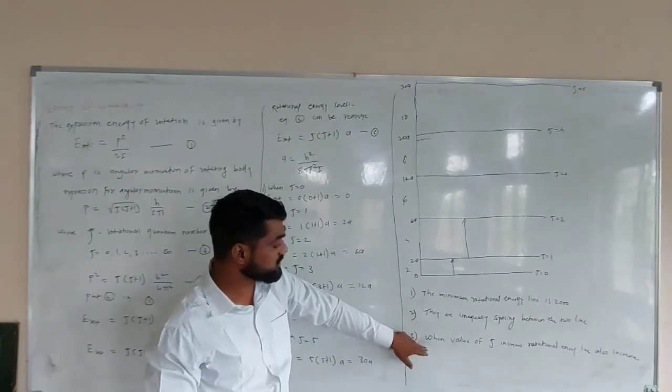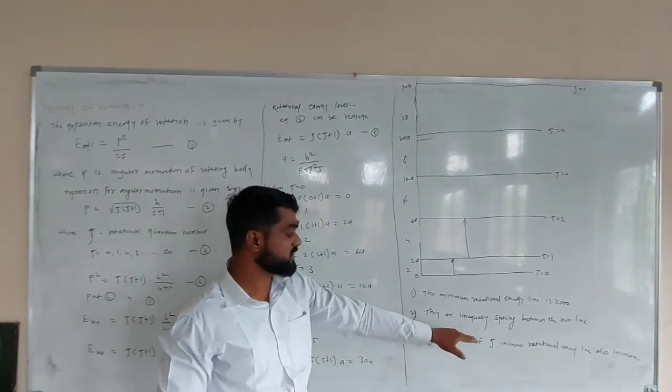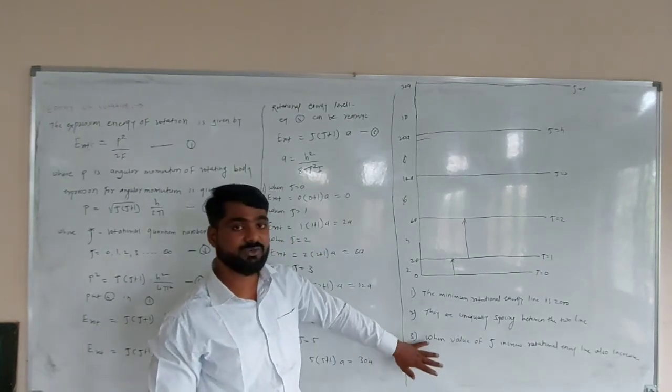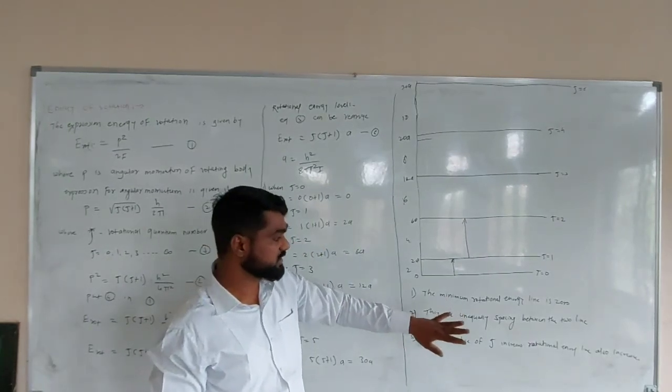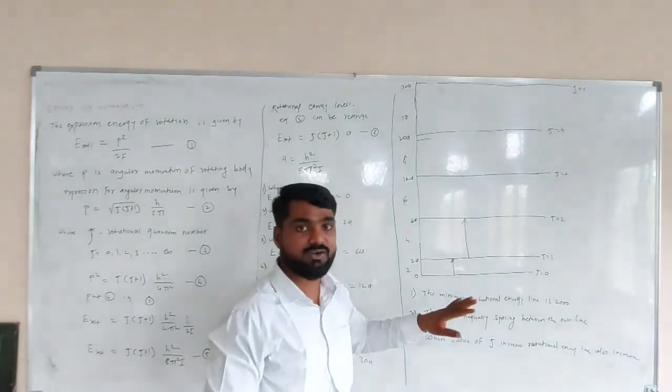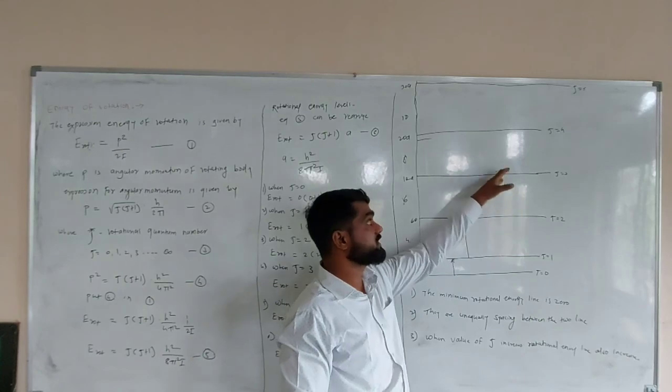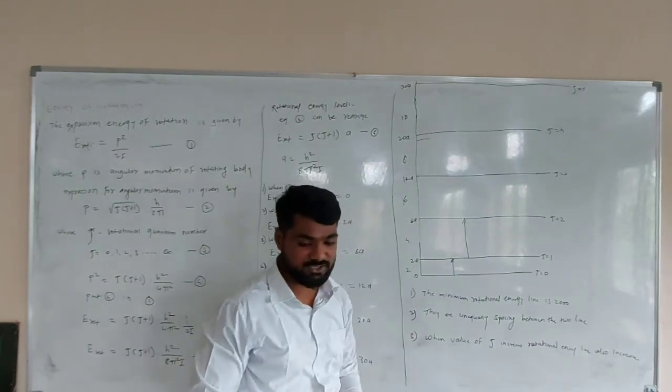And the last point: when the value of J increases, the rotational energy level line also increases. When the value of J increases, the rotational energy level line also increases. Means as the J value increases, the rotational energy level lines also increase. Thank you.